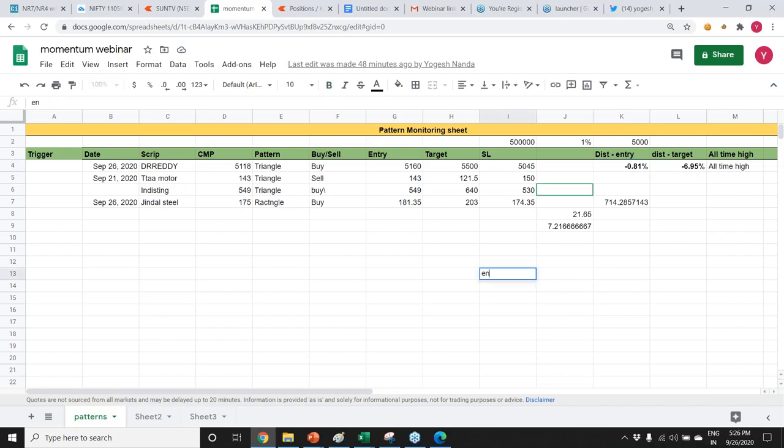Can you see this? Say my entry is 100. My stop loss is 97, and my target is 110. Here my risk is 3 rupees, and my target is 10 rupees. Stop loss is 3 rupees. So I'm expecting a risk reward of about 1:3 in this trade.